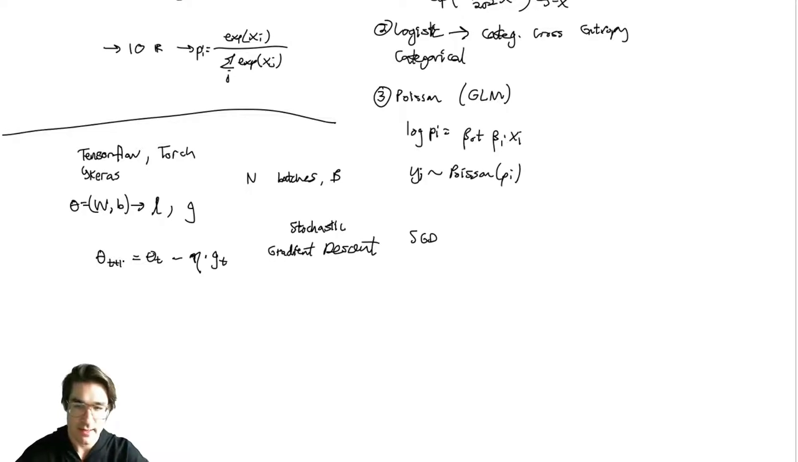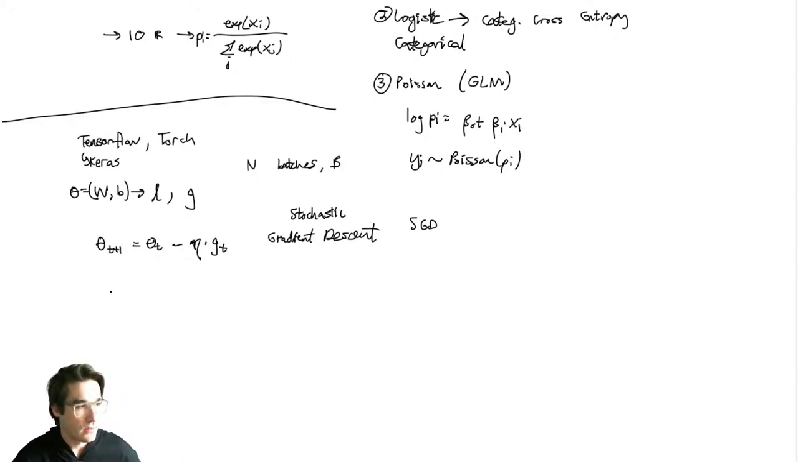The other thing is, can we make this better? This updating rule, can we make it better? There's a bunch of stuff that's out there. One that's become pretty popular is called RMSprop, I assume for root mean square propagation or something like that.